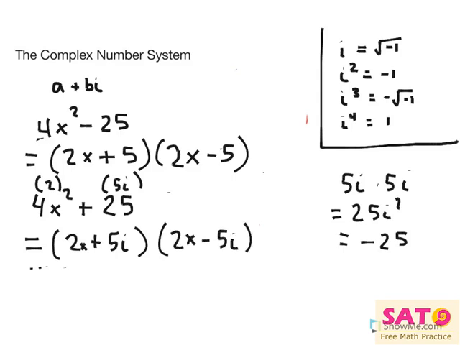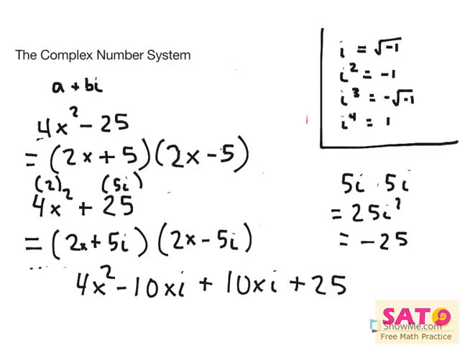And if we check our work, it's true, because we get 4x squared minus 10xi plus 10xi plus 25. And that's the last property of complex numbers that we can use in polynomials.